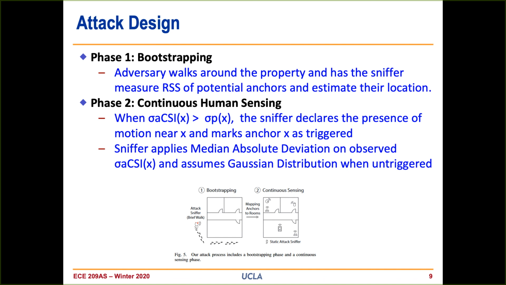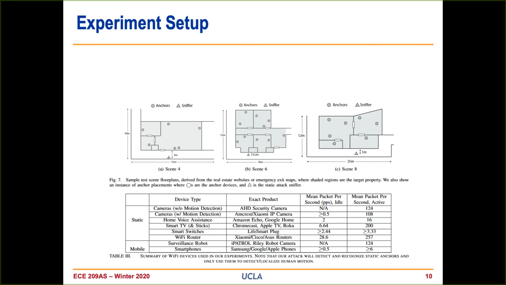And some assumptions that get made is that the sniffer will apply a median absolute deviation on all the observed sigma values for each of the anchors. And Gaussian distribution will be assumed when each anchor is untriggered. So you just have ordinary Gaussian noise, and that's represented by this equation here, which has this lambda value, which is essentially the conservativeness factor, and you could set it to different levels. In the paper, it was set to 11, and that gave pretty decent results.